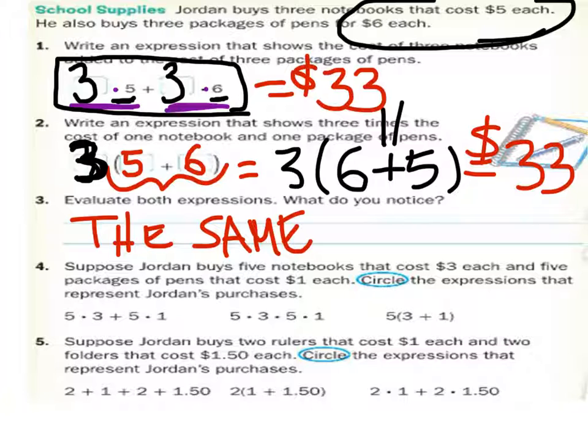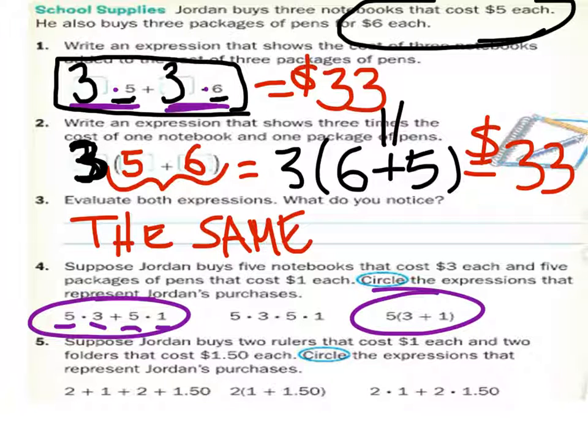Number 4, we just need to circle the expression that represents this problem. Okay, so 5 notebooks at $3, and then also we're going to buy 5 packages of pens for $1 each. So which of the expressions would work? Very good. This one will work because you get 5 packages of $3 items, and then 5 packages of $1 items, and then the third one, right? You're buying 5 packages each of $3 and $1 items. Very good.